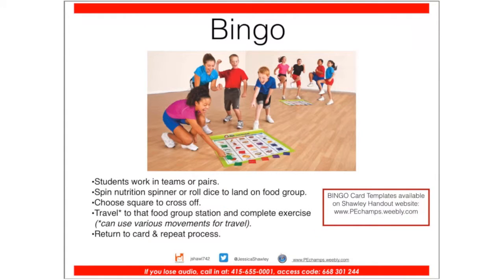Bingo's another fun one. So we've done the memory game, and now bingo. I've created bingo card templates. There are a lot of different progressions that you can work through, but with students working in teams or pairs, you can create a nutrition spinner so that whatever food group color it lands on, or maybe they're rolling dice, that's the square. They choose a square to cross off, and then they travel to that cone. So if they landed on purple, they chose a protein square to cross off, and it gives them a number of repetitions of the exercises to do.